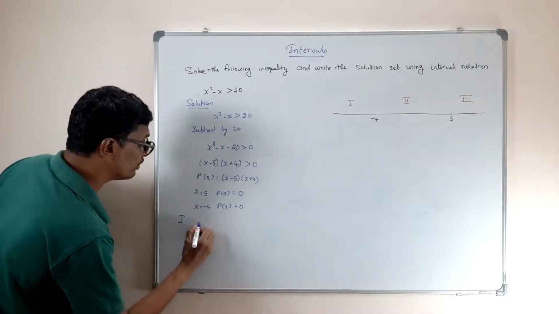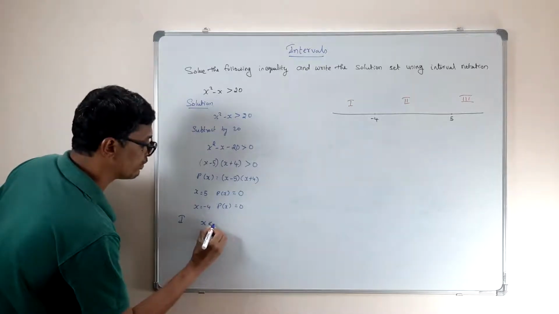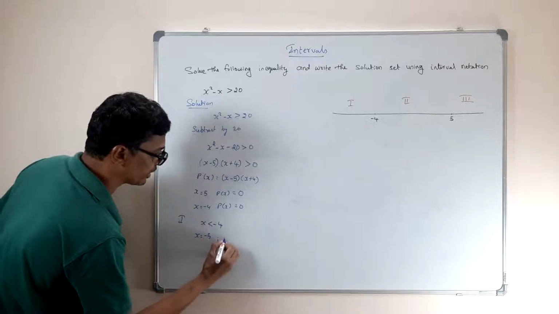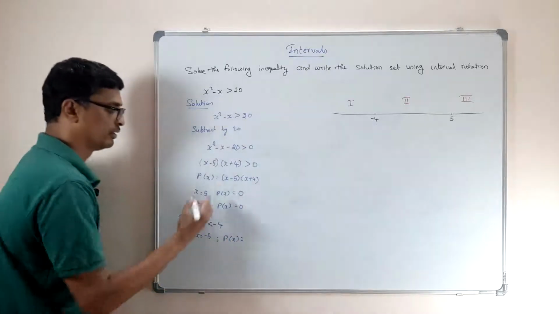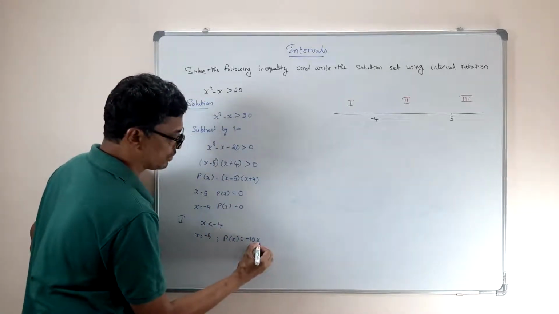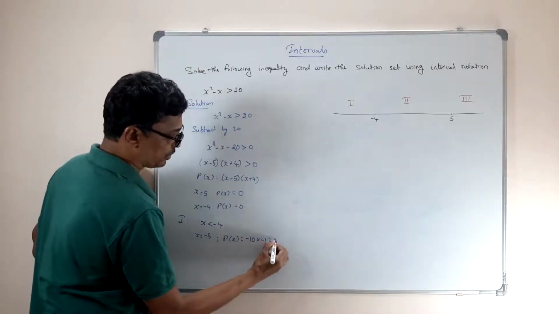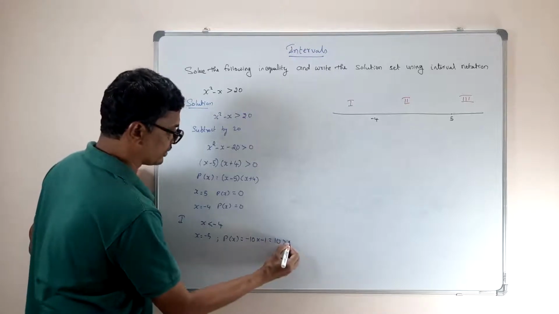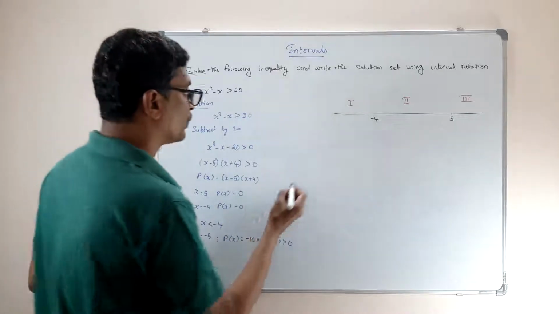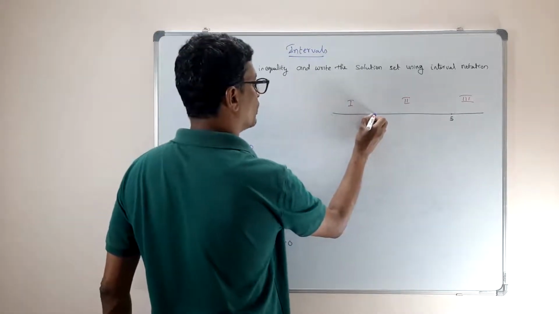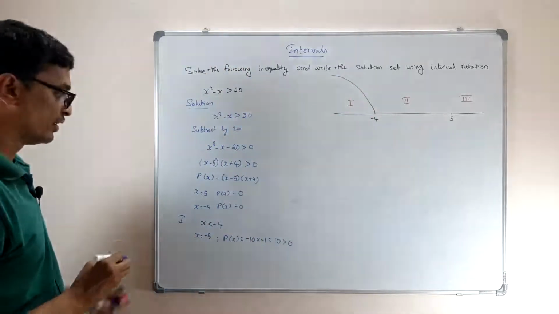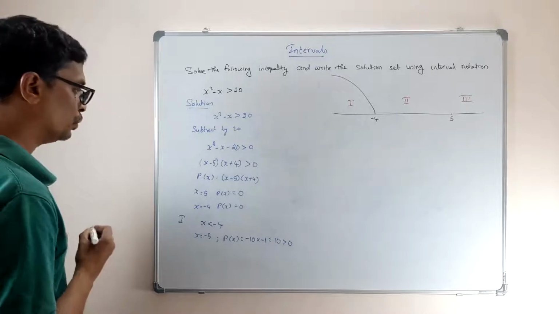What is region 1? X is less than minus 4. So let us take x equal to minus 5. In that case, p of x equals minus 10 into minus 5 minus 5 minus 5, which is minus 10 into minus 1 equals 10, which is greater than 0. So that is positive, correct? So here it will go positive. Am I right? Now let us go for region number 2.